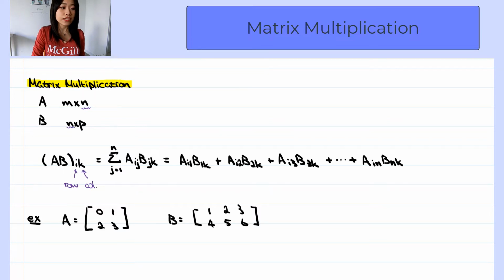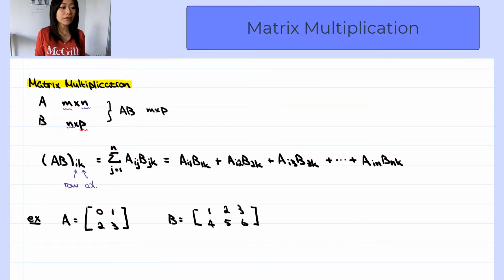And the size of the resultant matrix would be the number of rows from the first matrix by the number of columns from the second matrix. So suppose I would like to do A times B. This matrix has size of n by p.